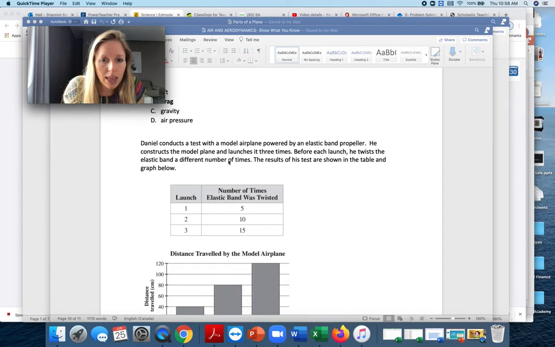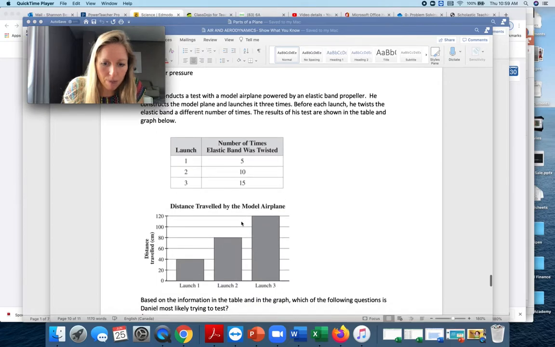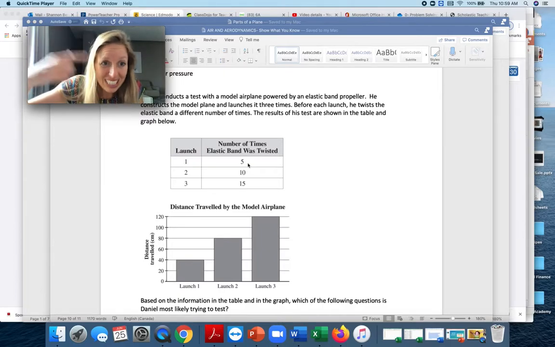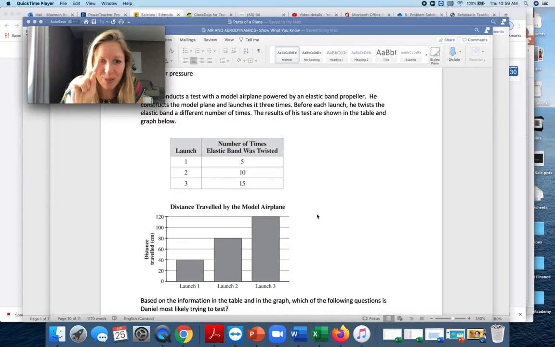Daniel conducts a test with a model airplane powered by an elastic band propeller. He constructs a model plane and launches it 3 times. Before each launch, he twists the elastic band a number of times. The results are shown below in this table and graph. Okay, cool. So launch 1, he twisted it 5 times. 2, he twisted it 10 times. So the more, it's going to be tighter, right? 3 times, really, really, really tight. So more of that potential energy. Remember that from earlier? Potential stored energy compared to kinetic, which is moving energy. That's not grade 6, but it's cool to know.